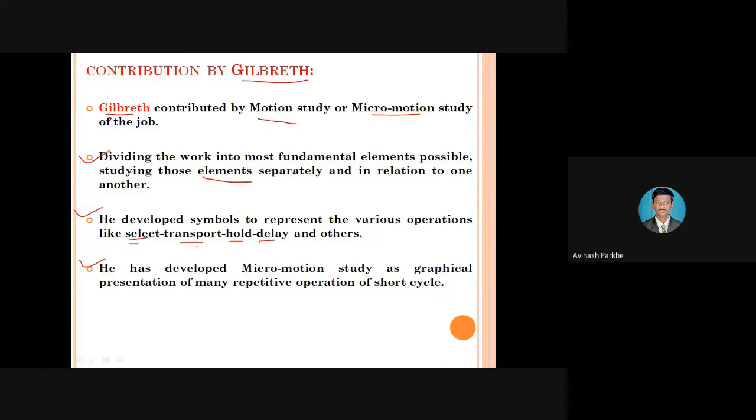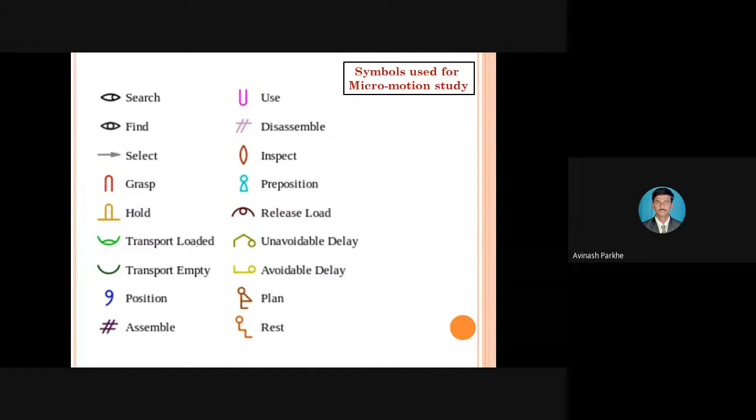So these are the major contributions made by Gilbert, and these are the standard symbols. Whatever symbols I have discussed just now, Gilbert developed these standard symbols. That is, symbols used for the micro motion study. Micro motion study means the movement of the job is taking place over a very small distance. So these are some standard symbols. For example, if I have to search, I can use this symbol. If I have to find, I can use this symbol. If I have to select the tool or the job, then that operation can be represented by this arrow.